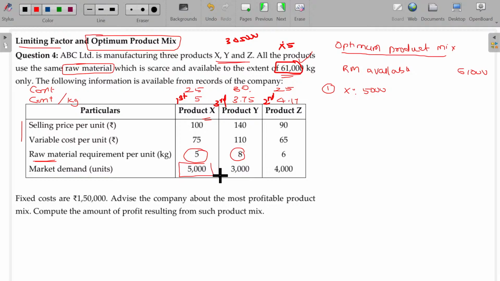Beyond that, not advisable. For manufacturing every unit of X, how much raw material is required? 5 kgs required. So overall, you have to spend 20,000 kgs of material. Already we have 61,000 kgs of material, used 20,000 for manufacturing X. Balance, we have 41,000 kgs of material that can be used for the second rank product. What is the second rank product? Z. So you can go for manufacturing Z.